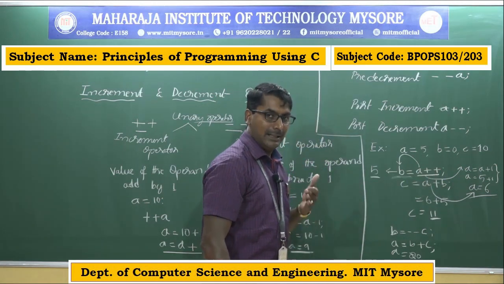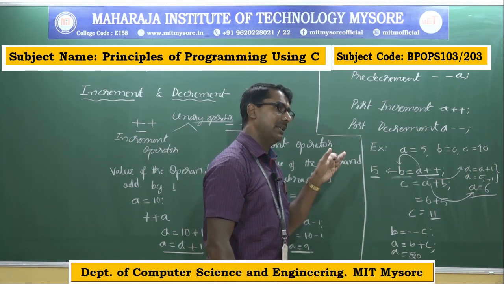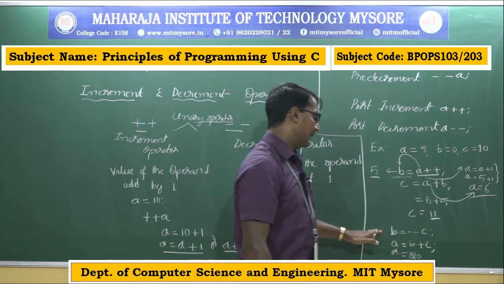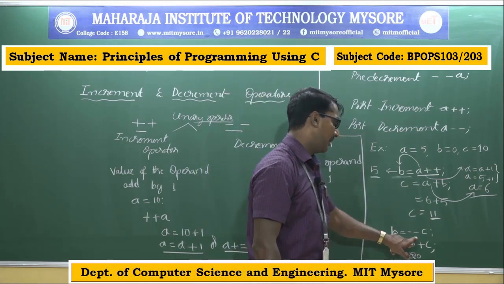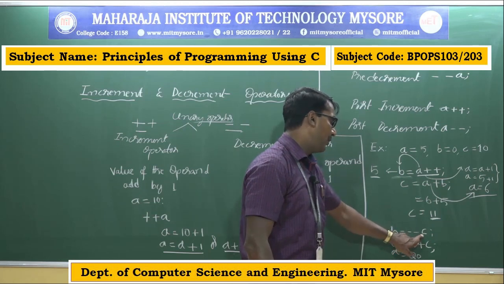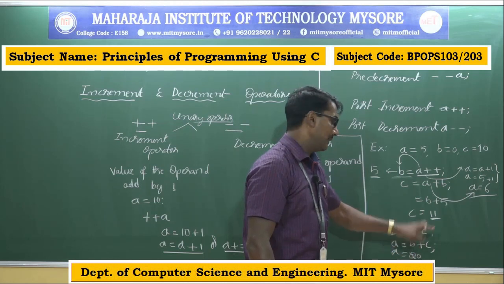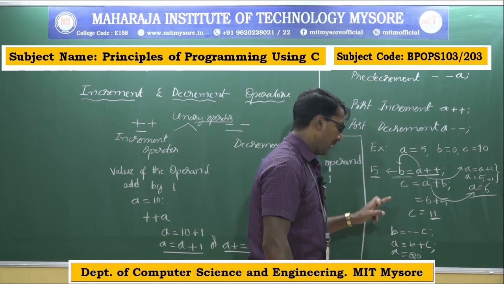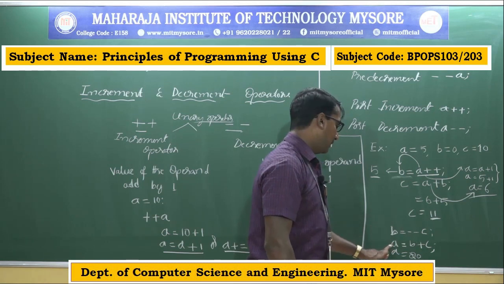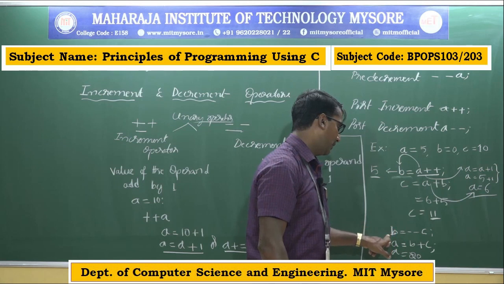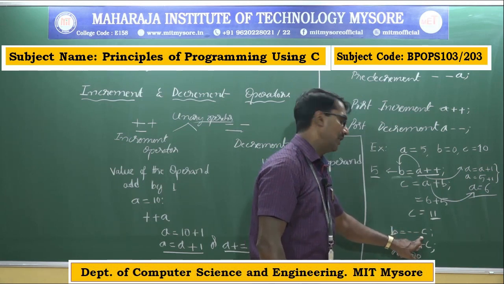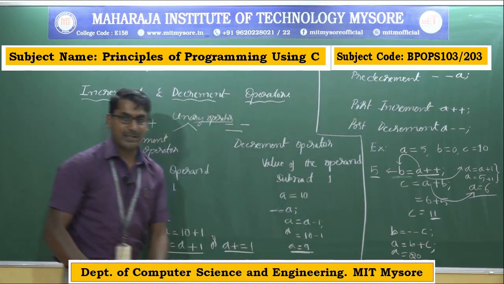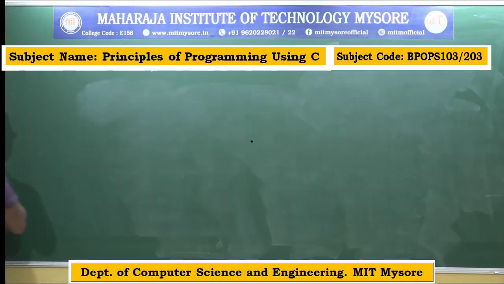In pre-increment, the value of the variable is incremented first and then the value is assigned. Similarly, for the decrement operator, for example, b is equal to minus minus c. First, the value of the operand c is decremented by 1, then the value is assigned to b. Now a is equal to b plus c, so b is equal to 10 and the value of c is decremented to 10, so 10 plus 10 is 20. Okay, that is about the increment and decrement operators.